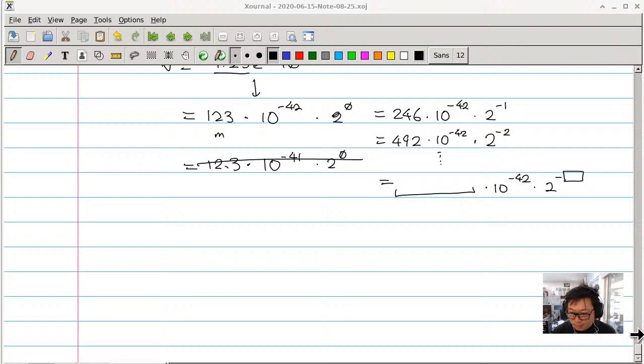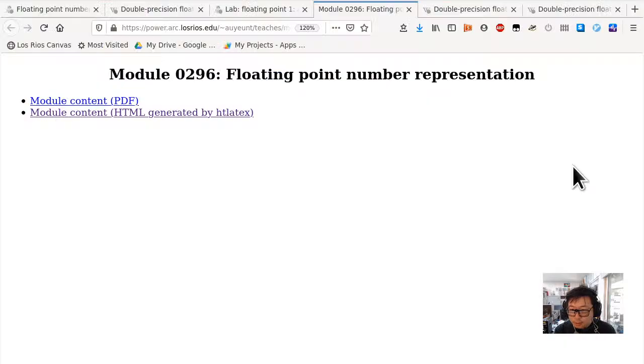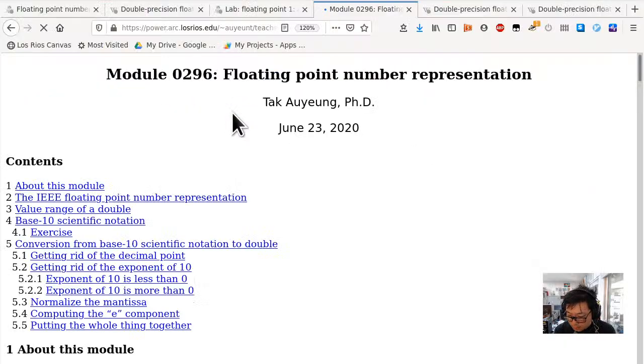I just scrolled it. I just have to remember not to write in that particular area. So I need to figure out what this is and also what this is, but both are determined by how many times I need to left shift the mantissa. So that is in the instruction. What we are doing is converting from base 10 scientific notation to double. And we already talked about how to get rid of the decimal point of the mantissa.